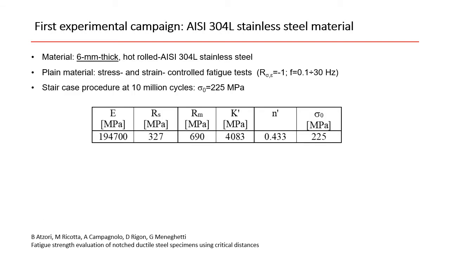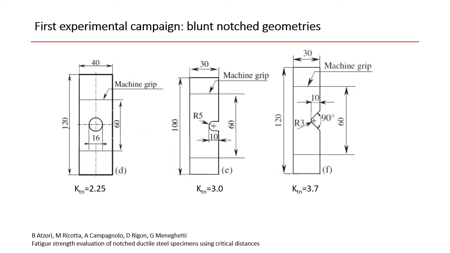A first experimental campaign was carried out on 6 mm thick AISI 304 low carbon specimens. Strain and stress control fatigue tests were carried out, and a staircase procedure at 10 million cycles was conducted to evaluate the material fatigue limit, which was found equal to 225 MPa. Stress controlled fatigue tests were carried out on the blunt notch geometries that I showed you before and that are shown in this slide.